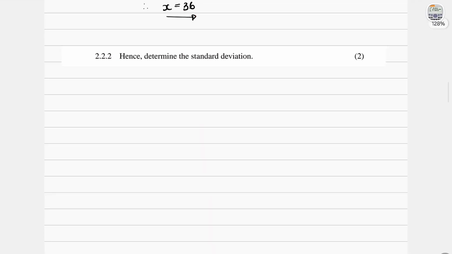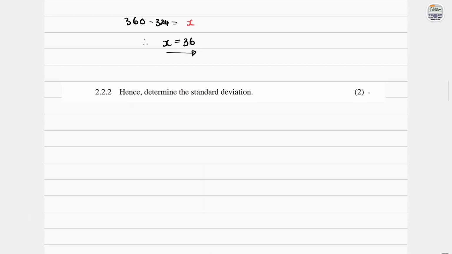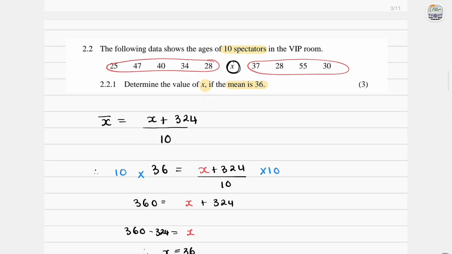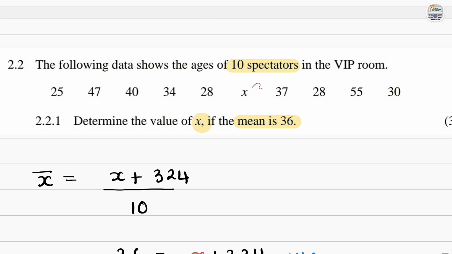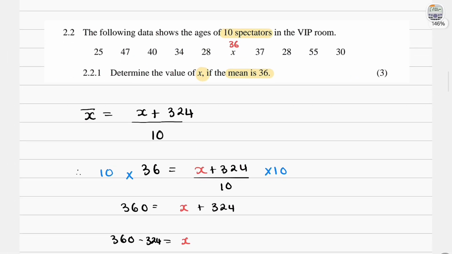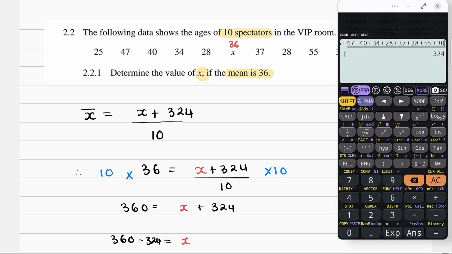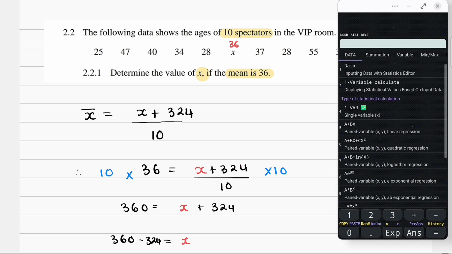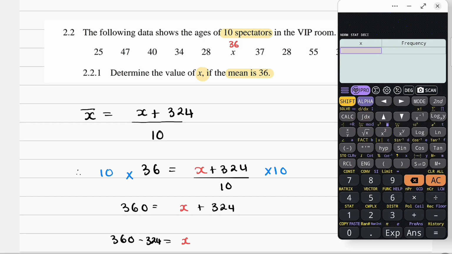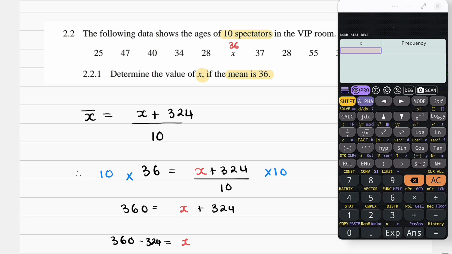Okay, the next question says, hence determine the standard deviation. And this is for 2 marks. So they expect you to use the calculator. Okay, so we're going to have to fill in this data, but now we know that x is 36. And let's go ahead and do that. So on your calculator, you're just going to go for mode and then stat. Then you're going to go for the option that says 1 VAR because we are working with a single variable data set. And then input your values.